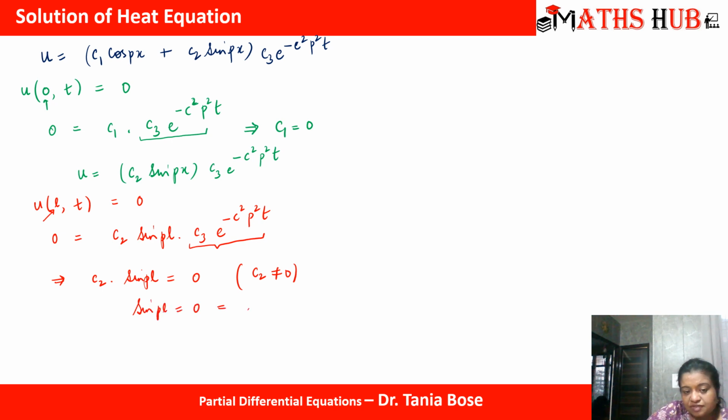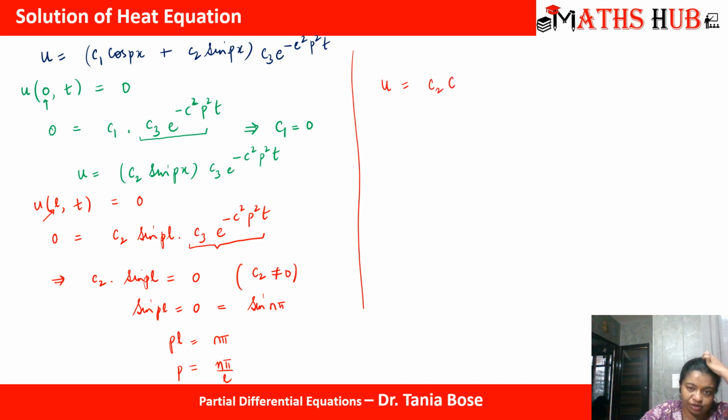And which values of sin are equal to 0? Sin n pi. So from here we will get PL is equal to n pi. So what is P? P will come out to be n pi by L, right? So from here, let us reframe our U. U will come out to be C2 into C3. I'm writing the constants together. Sin PL, so sin PL is sin n pi.